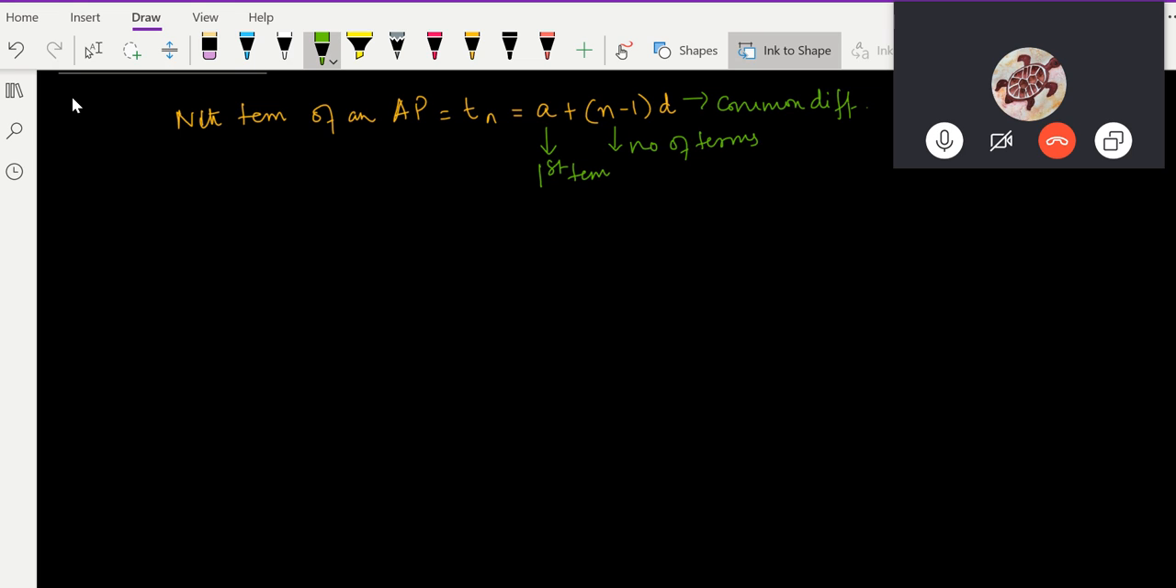So if I want to find out the sum of the first n terms, sum of n terms, how will I do it?